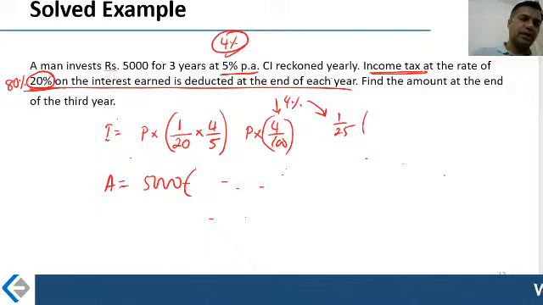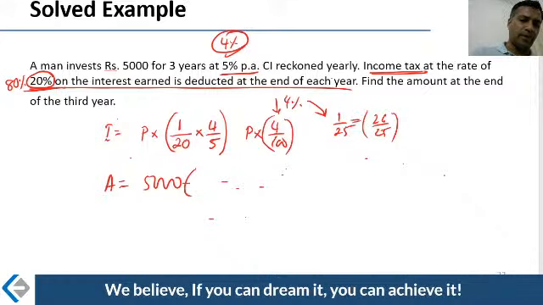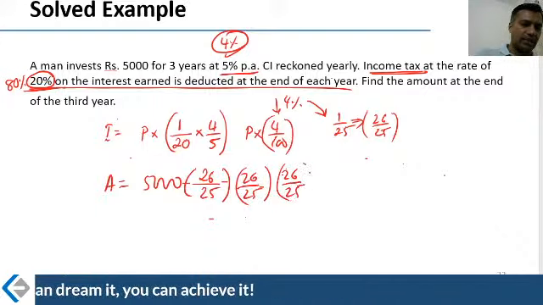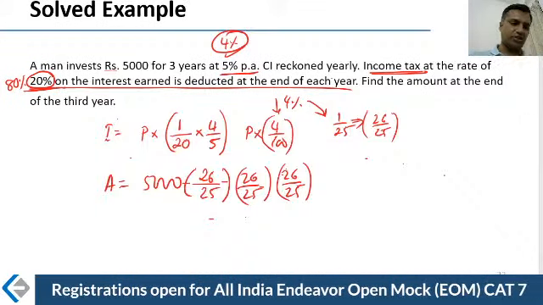Therefore, what is the multiplier? The multiplier is nothing but 26 divided by 25. So at the end of 3 years, it is going to be 26 by 25. I need to consider this multiplier how many times? 3 times. I need to consider this 3 times, right? So this is the calculation that is required.